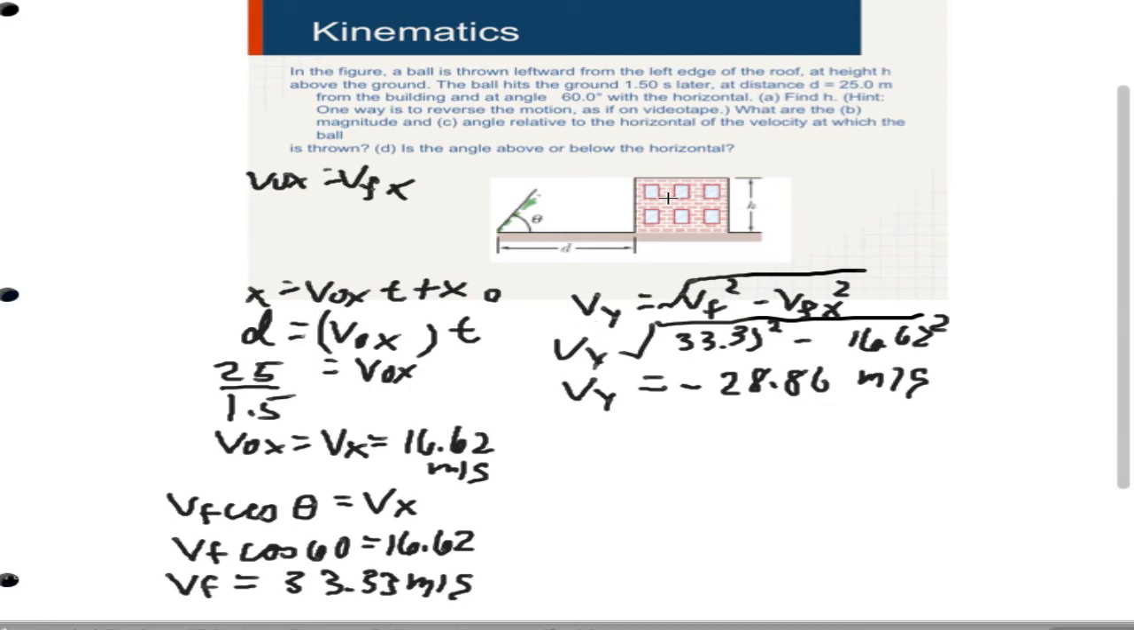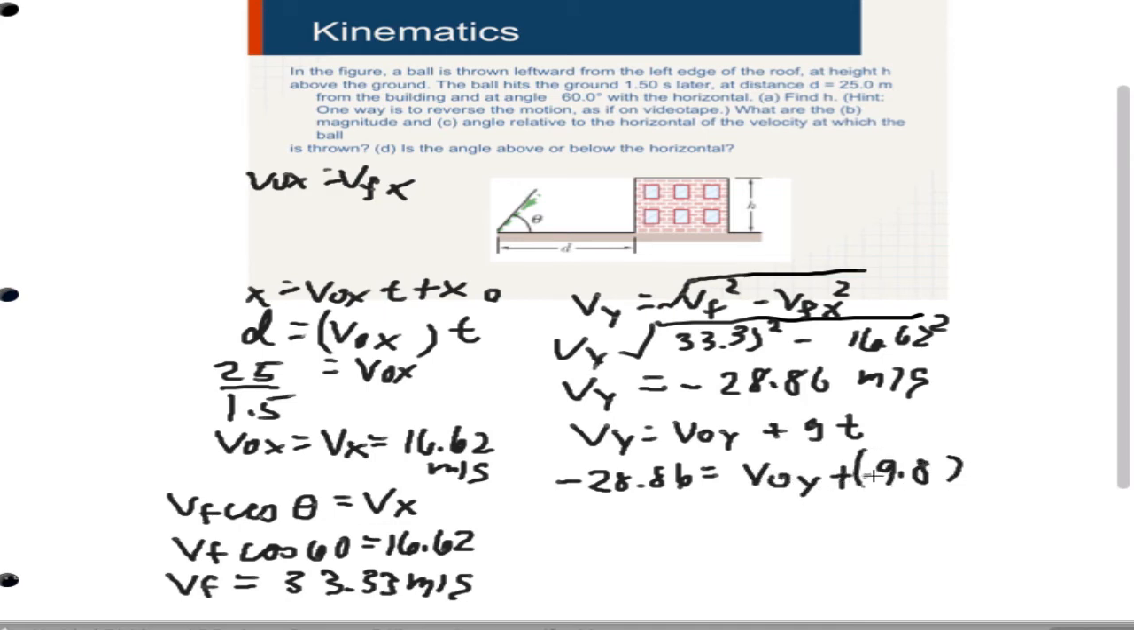So now let me get V naught y at the top. I'm going to have Vy equals V naught y plus gt. So I'm going to get negative 28.86 equals V naught y plus 9.8 with a negative sign because gravity points downwards, times 1.5. And when I get V naught y, that's going to be negative 14.16. So now there's quite a bit I can do here. First, let me get the magnitude of the initial speed.